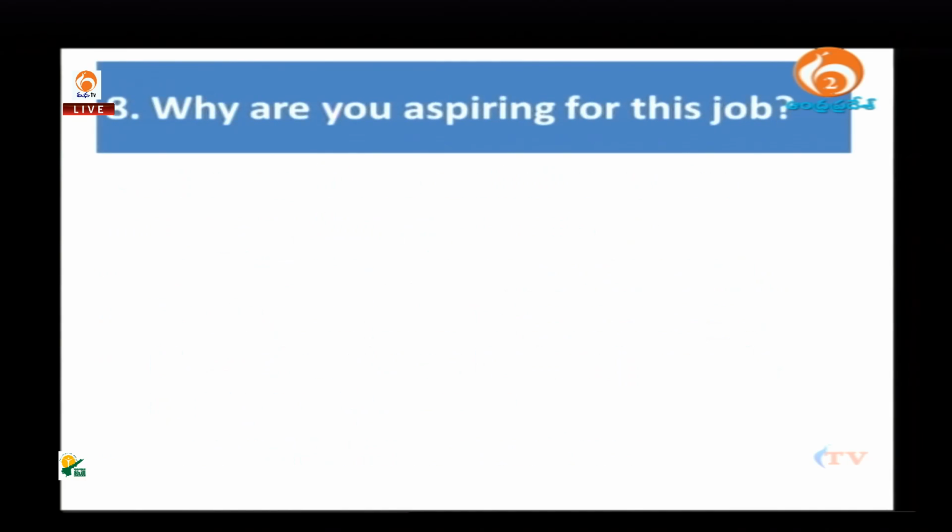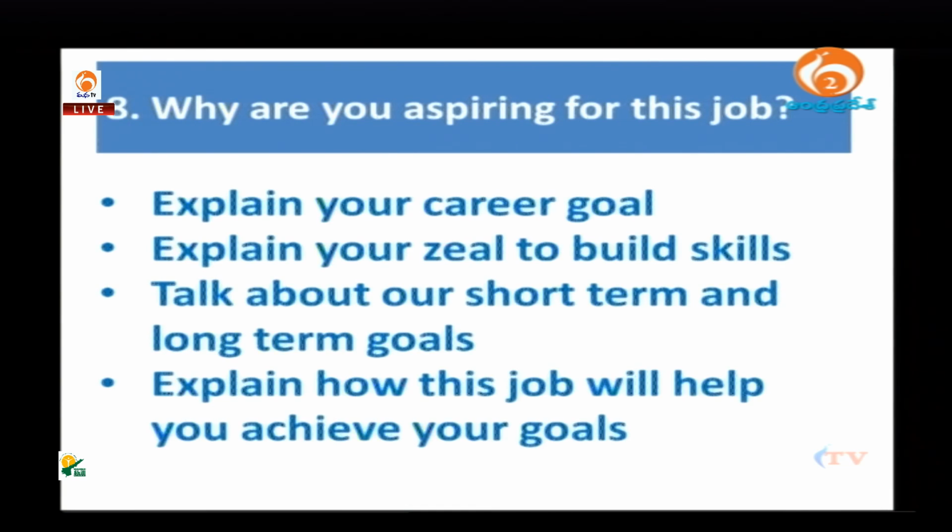Alright, now move to question number 8. Why are you aspiring for this job or why do you want to take this job? Here you will talk about your career goal. What do you want to do? For example, I say my career goal is I want to get a job in a reputed organization. My goal is I want to get a stable job or I want to get a job where I can learn and I can establish myself as a successful person.